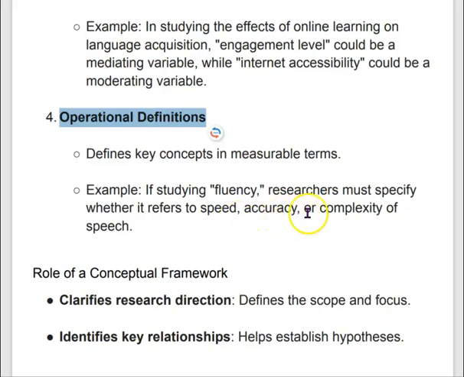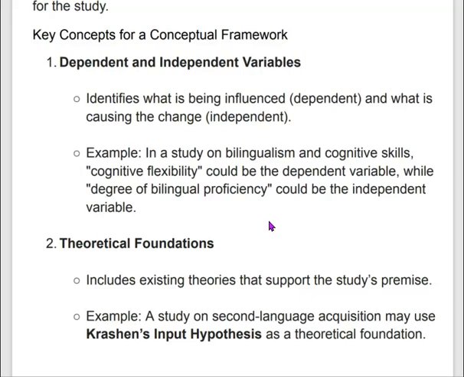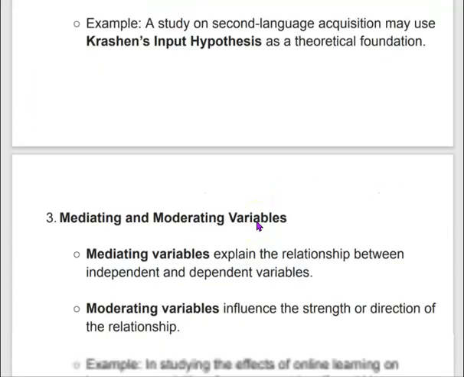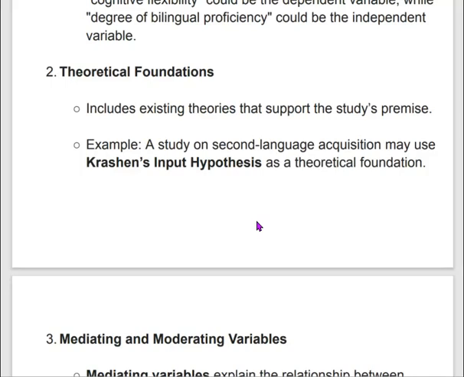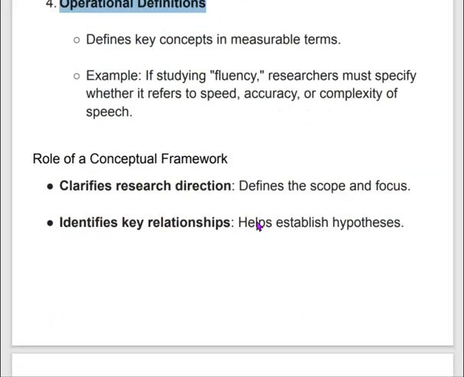If studying fluency, researchers must specify whether it refers to speed. Fluency means what? First of all, your research is telling that we are studying fluency, whether it will increase or decrease. So what exactly do you mean by fluency? Is it speed? Is it accuracy of using words? Is it complexity of speech? That is the conceptual framework. It has four variables: dependent, independent, mediating and moderating, then theoretical foundations, then operational definitions. After that, what is its role?